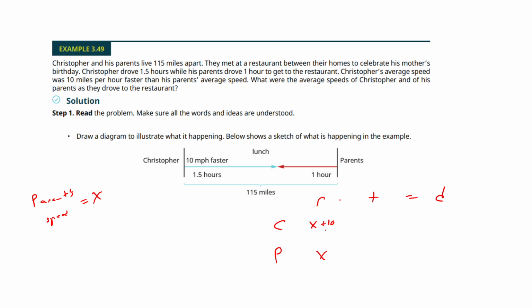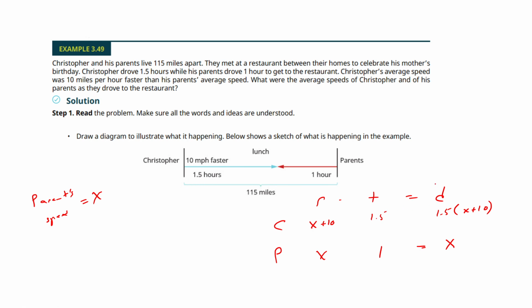Okay, so now what about times? So Christopher is in the car for an hour and a half, and his parents are in there for an hour. Okay, so let's not worry about the big picture here. We're just going to fill in our distance column, and we've got 1.5 times (x + 10). And then I have 1 times x, but that's just x. Okay, so what's different this time is that I know the entire distance that they've traveled. They started 115 miles apart.